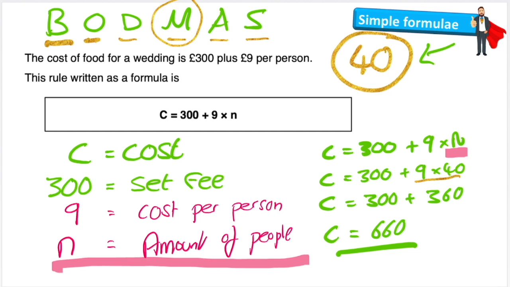But the important thing to understand for this lesson is this formula, and the fact that it would work with every amount of people that could come to my wedding. Whether I invite just one person, or 40, or 5 billion, I can still use this formula to find the total cost. Now we're starting to see how useful formulas can be.